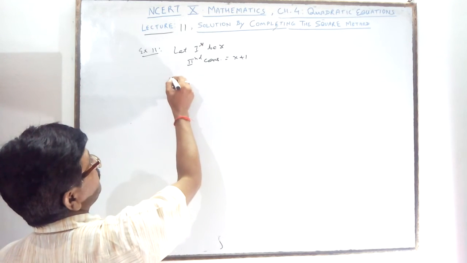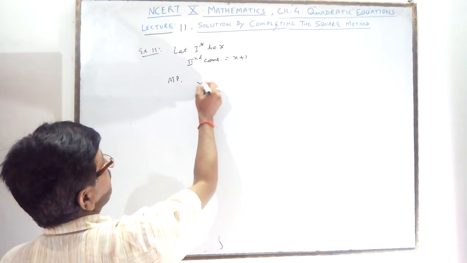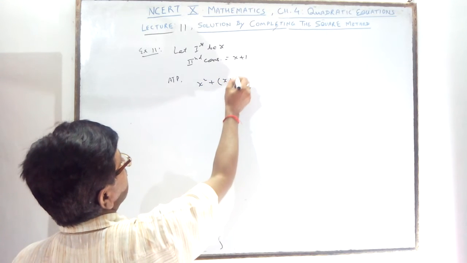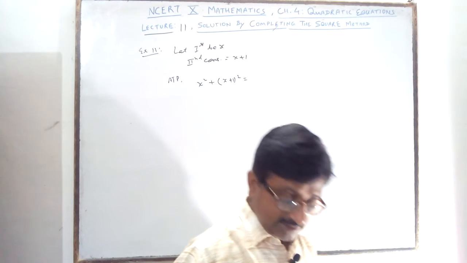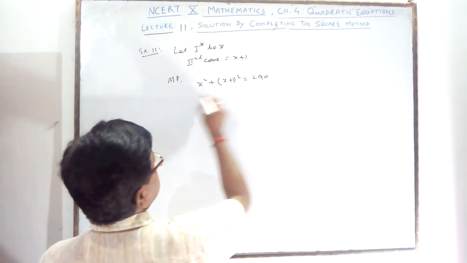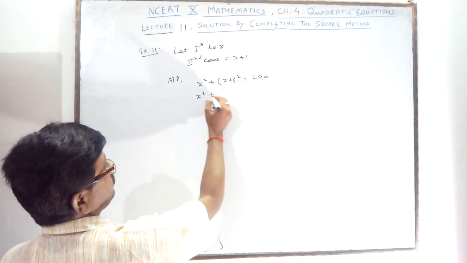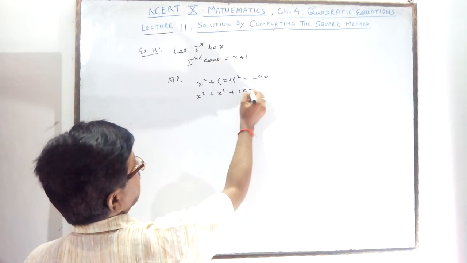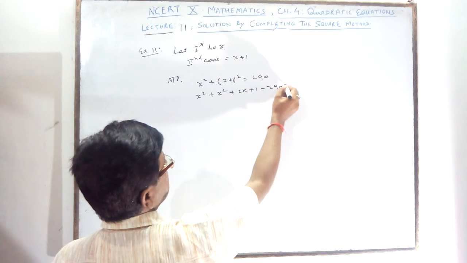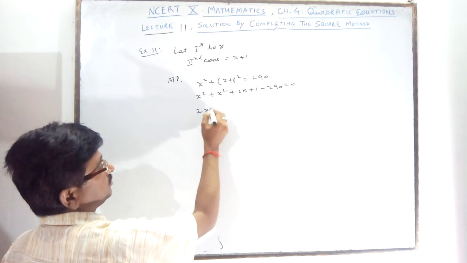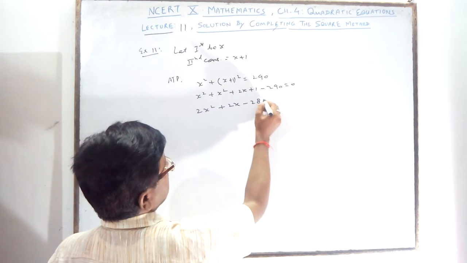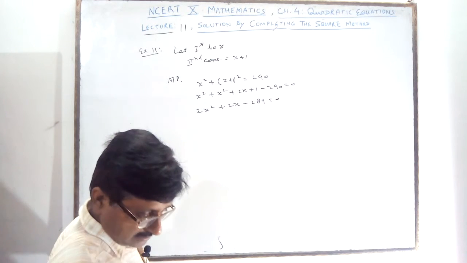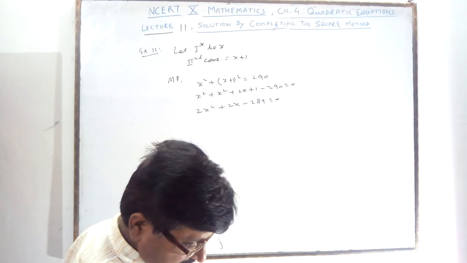So according to the problem, what are you getting? First square plus second square gives you 290. Simply you will get 290 and then solve it. What is x? x square plus x square plus 2x plus 1 minus 290 is equal to 0. You are getting 2x square plus 2x minus 289 is equal to 0.